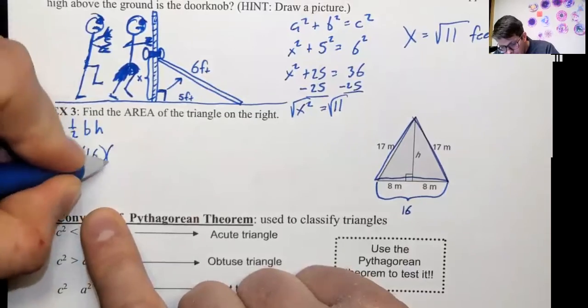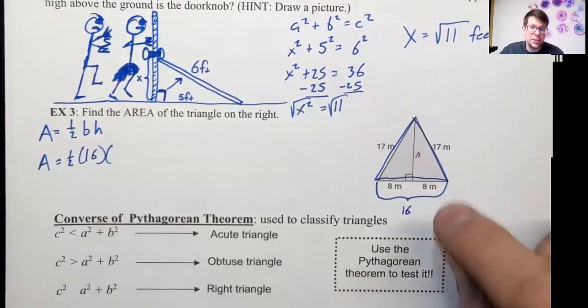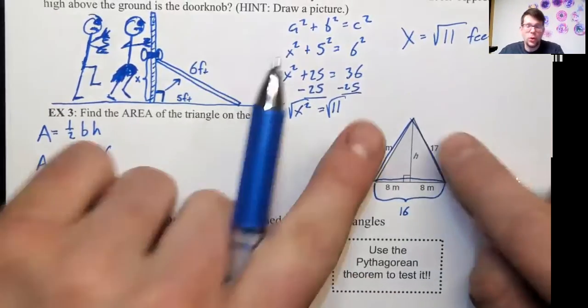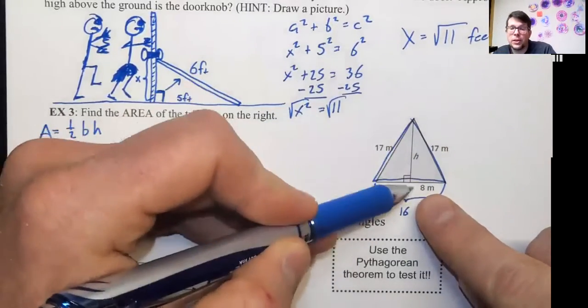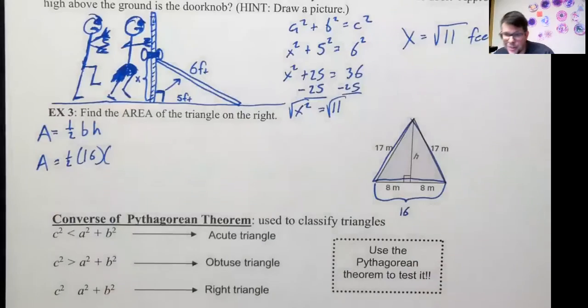And now for the height. The height right here should go perpendicular to the base and reach all the way up to the top. So I don't want to use these 17s because they're not perpendicular to the base. I want this guy right up here through the middle. And if you notice, they even labeled it with an H. That's because it's the height, otherwise known as altitude.